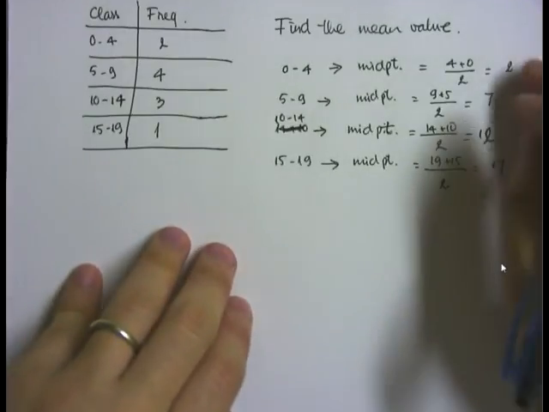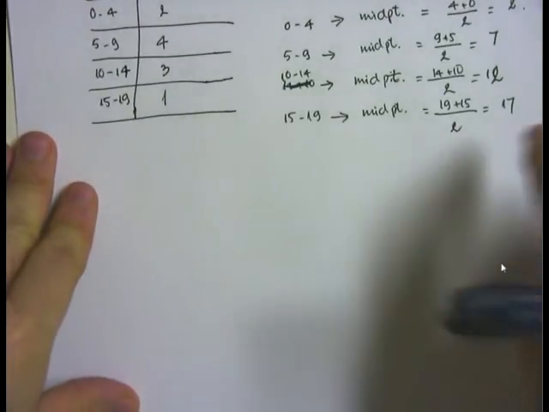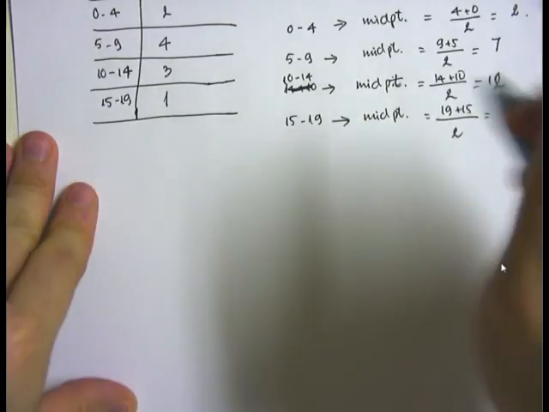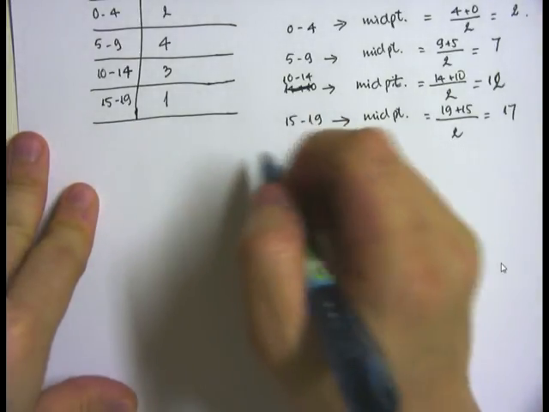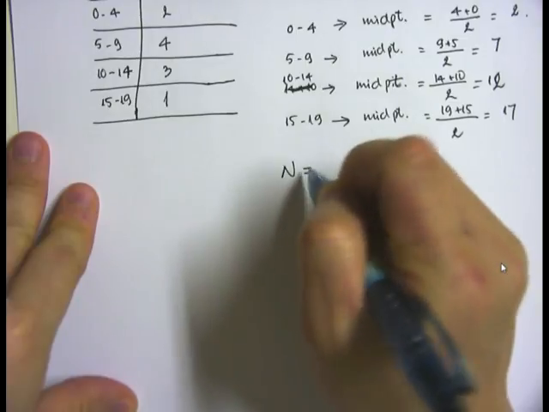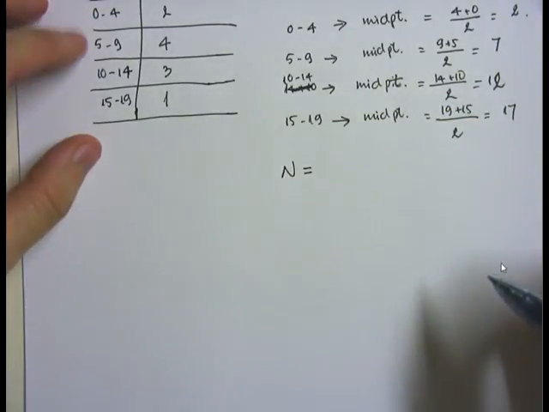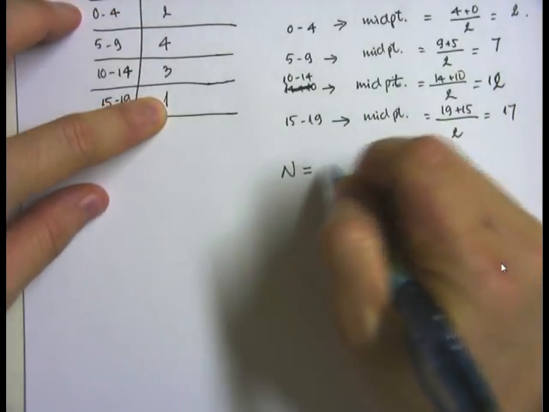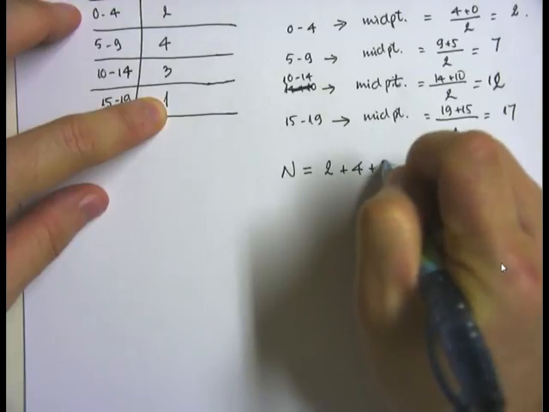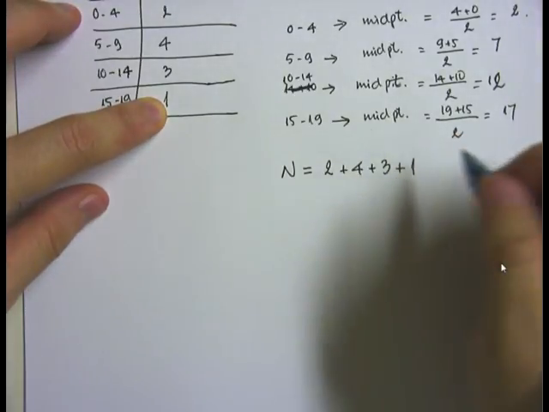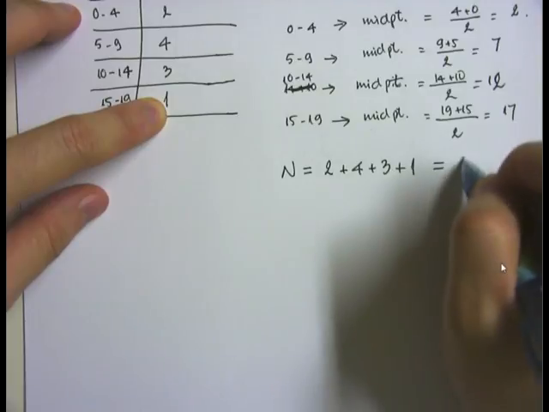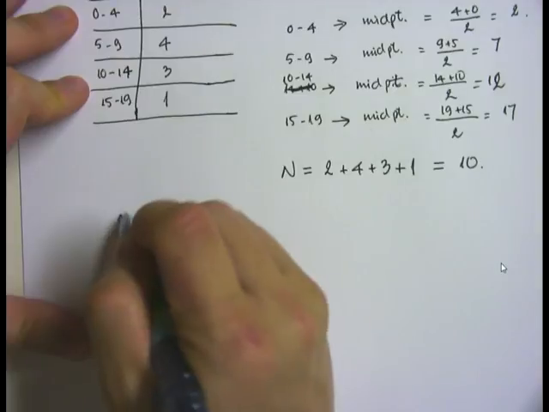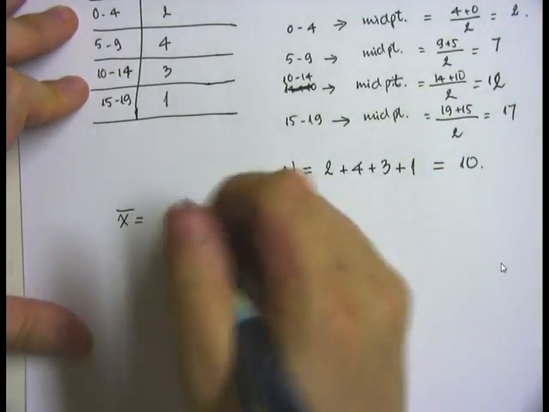So now I'm going to utilize these midpoints and multiply each midpoint by its frequency, and then divide by the total to find my mean value. Notice my total: even though I do not know the individual data points, I can simply add up all the frequencies here, and that gives me my total. So my total equals 2 plus 4 plus 3 plus 1, and that would be equal to 10.